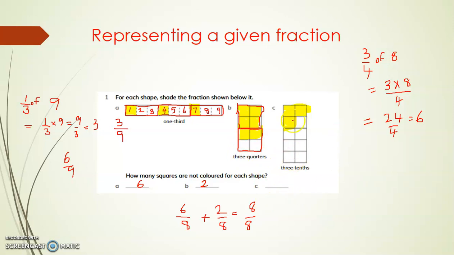Similarly, coming to this, number of squares not colored. 3/10 ആണ്. 3 കളർ ചെയ്തു, ബാക്കി 7 ഉണ്ട്. അല്ലേ? 7. So, colored is 3/10 and non-colored is 7/10. Together it is 10/10, 1 whole. Okay.